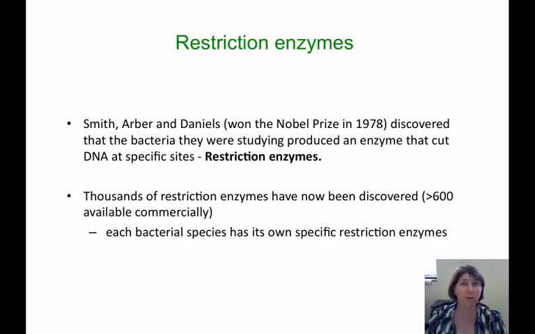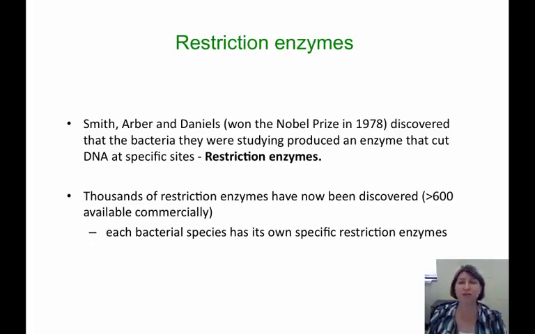So the first thing we want to look at is restriction endonucleases or restriction enzymes. A group of researchers won the Nobel Prize in 1978 because they discovered that bacteria were able to produce enzymes which cut up DNA in specific sites. Since then, thousands of different restriction enzymes have been discovered, and over 600 of these are available commercially, which means that we can buy them and utilise them in a laboratory setting.